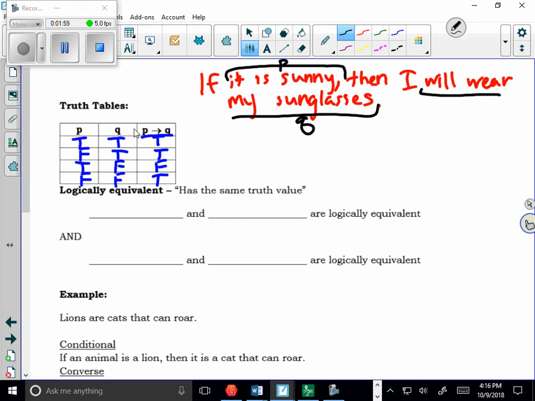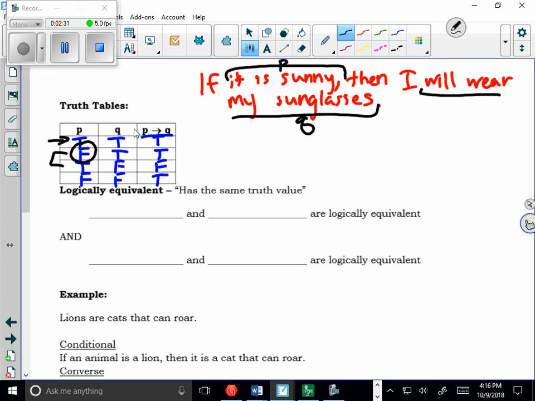I think it's pretty self-explanatory that the first one is going to be true. That one makes sense. Things get a little bit fuzzier here with the middle two. I need to keep referring back to my original conditional though. My original conditional, again, is if it's sunny, then I'm going to wear my sunglasses. This is telling me that actually that first part is false. So it's not sunny out. It's not sunny out, then I will wear my sunglasses.